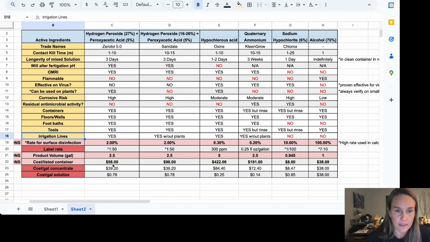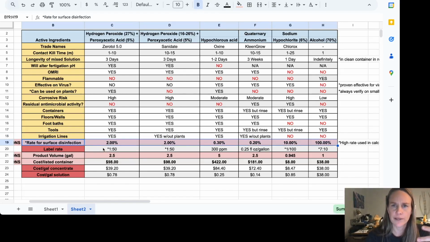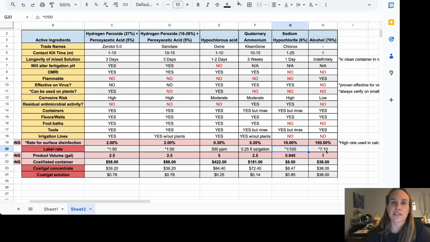So here, keep in mind, this is from the label rate. This is what they suggest as a high rate. So right here, rate of surface disinfection. The next line would just be what the label says to make it a bit clearer, but I wanted to put it to a percentage for math reasons. So, the Sanidate Xylitol 1 to 50 for sanitizing hard surfaces, 300 ppm for hypochlorous acid, 0.25 fluid ounces per gallon of quaternary ammonium, 10% is a Clorox mixture that's used commonly, and 70% for alcohol.